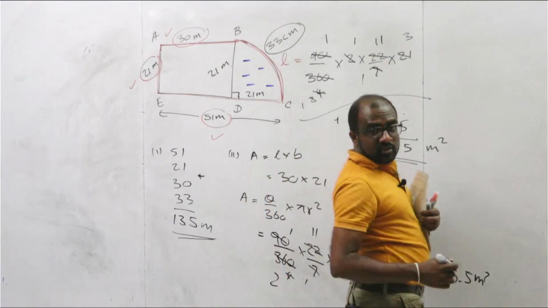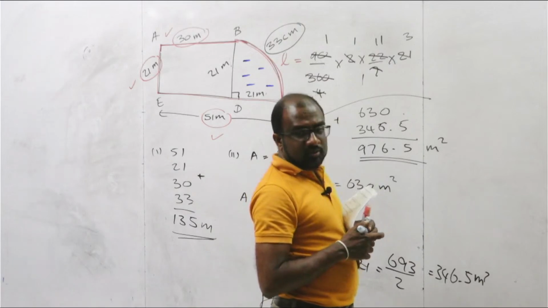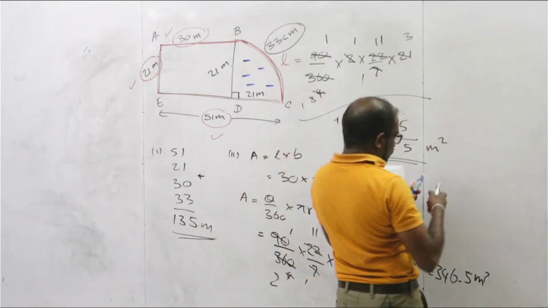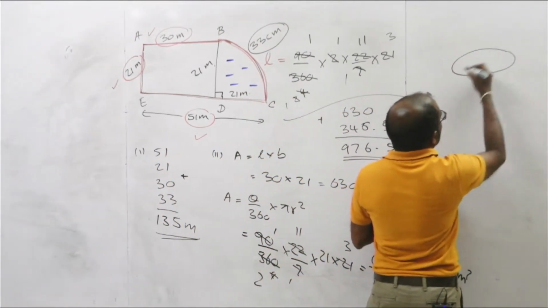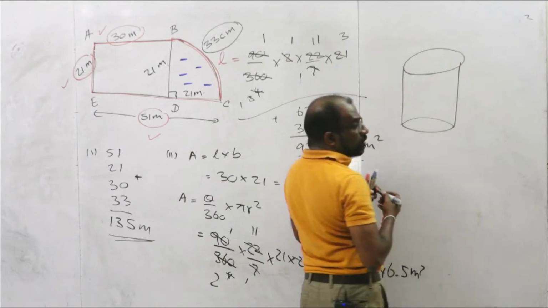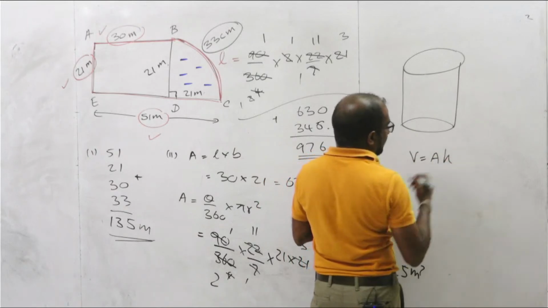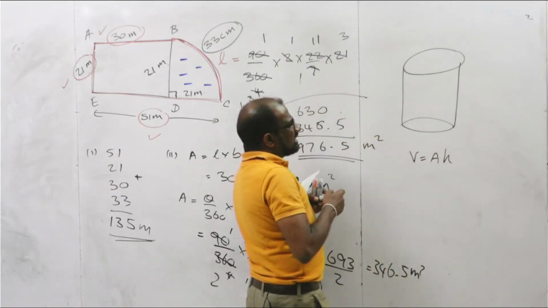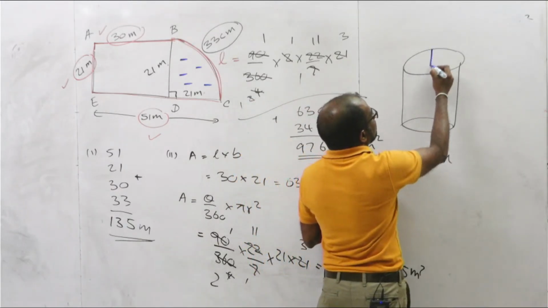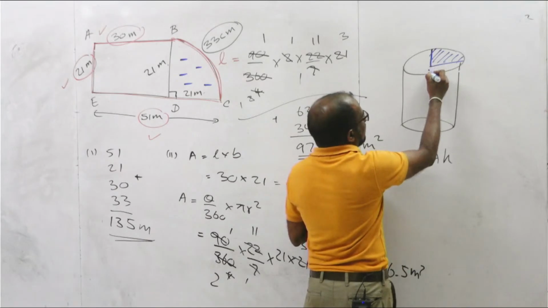Then how to find the volume of a cylinder? How do we find the volume of the cylinder? Like this: cross section area into height. If it is a uniform solid, volume equals cross section area into height. Here we have a quarter of the cylinder. Look carefully, a section like this.